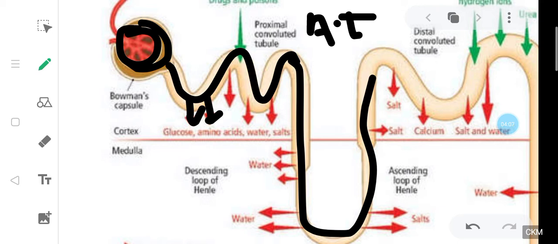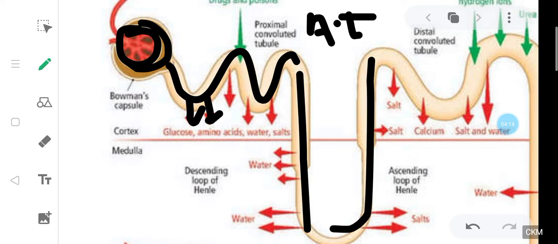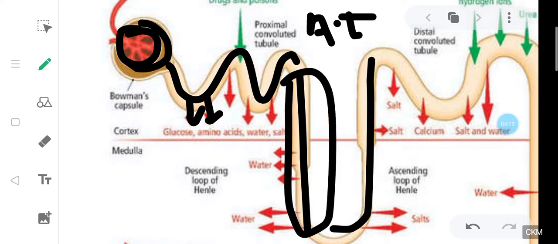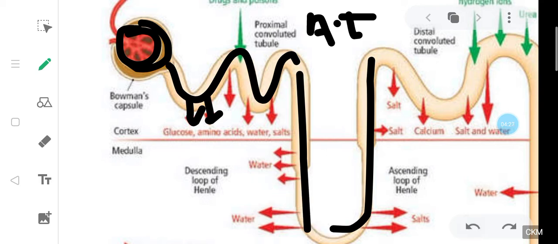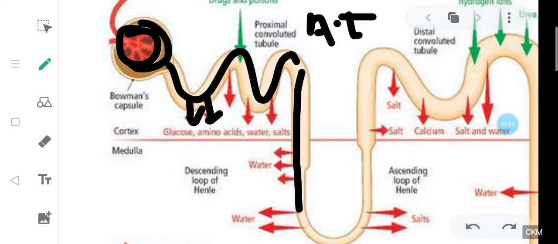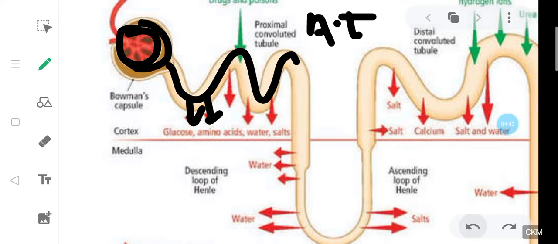As I discussed before, in the loop of Henle there are two limbs. One is the descending loop of Henle and the other is the ascending loop of Henle. In the descending loop of Henle, the water is reabsorbed from the loop of Henle into the blood vessel, and then the material is transferred towards the ascending loop of Henle. In the ascending loop of Henle, the salt is reabsorbed with the help of active transport. Similarly, the left material is then transferred towards the distal convoluted tubule.